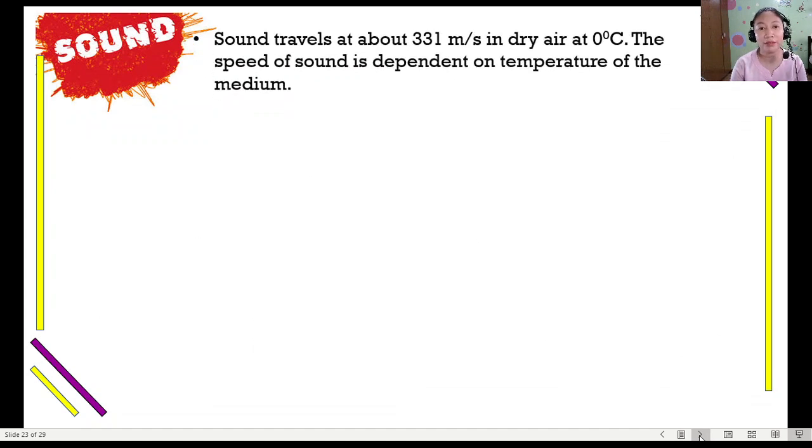Okay, so paano tayo magsosolve? Kanina sa pretest natin may solving, di ba? So, ito na yon. Yung sound daw nagta-travel 331 meter per second in dry air at 0 degrees Celsius. So, yun yung basehan natin. So, computed na yan, 331 meter per second.